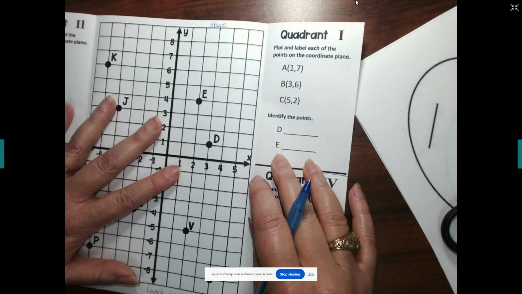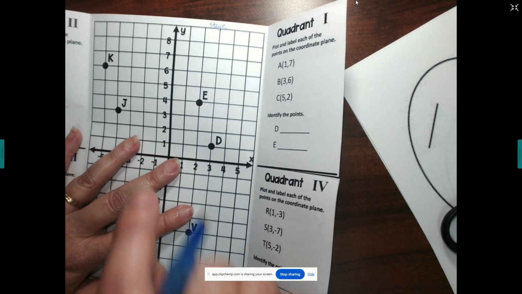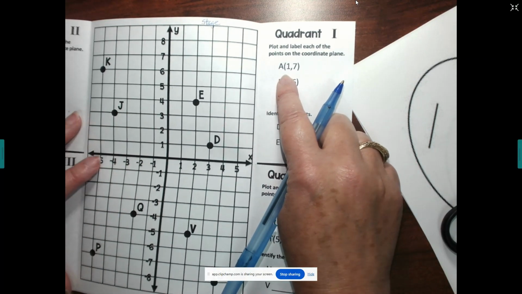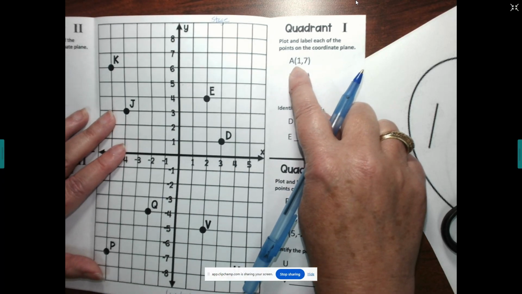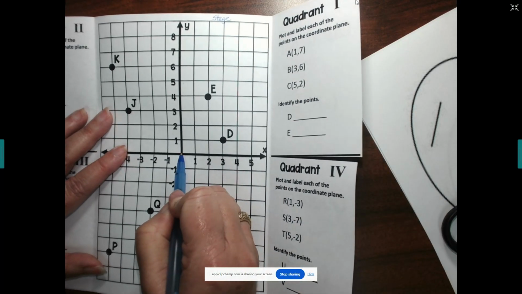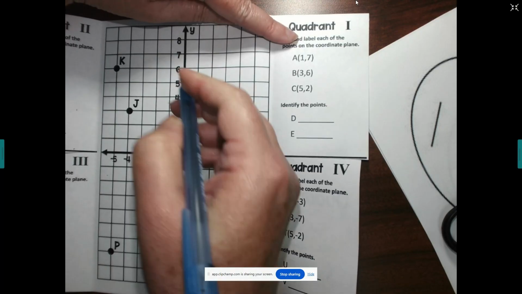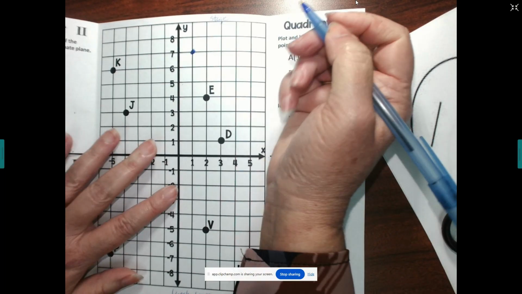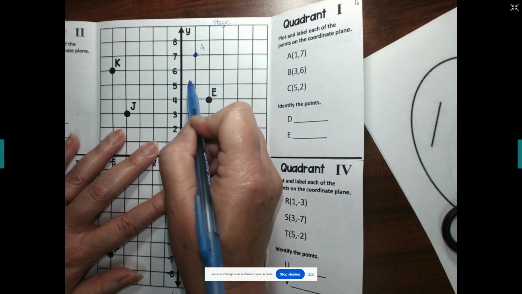And this is some practice plotting points and naming points. So if you'll look here at point A, they want us to plot it. Okay. Point A, they want us to plot it at 1, 7. So you always start at the origin. And I'm going to go to the right 1 and then up to the 7. And I'm going to put a point there. And that is point A. Again, I went to the right 1 and up 7.